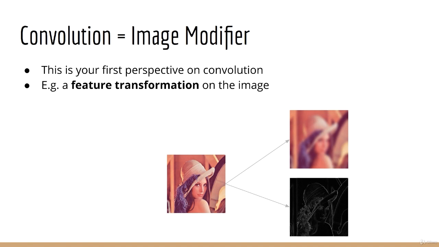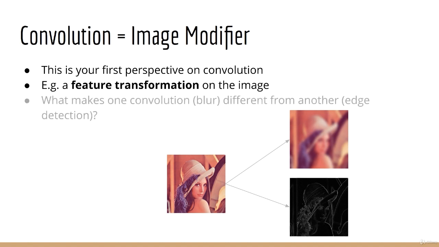In any case, what makes blurring and edge detection actually work if they are both convolution? What makes one convolution different from another convolution? Well, the answer is the filter. When you use a Gaussian filter, this blurs the image. When you use an edge detection filter, you get edge detection. You can think of that as sharpening the image.